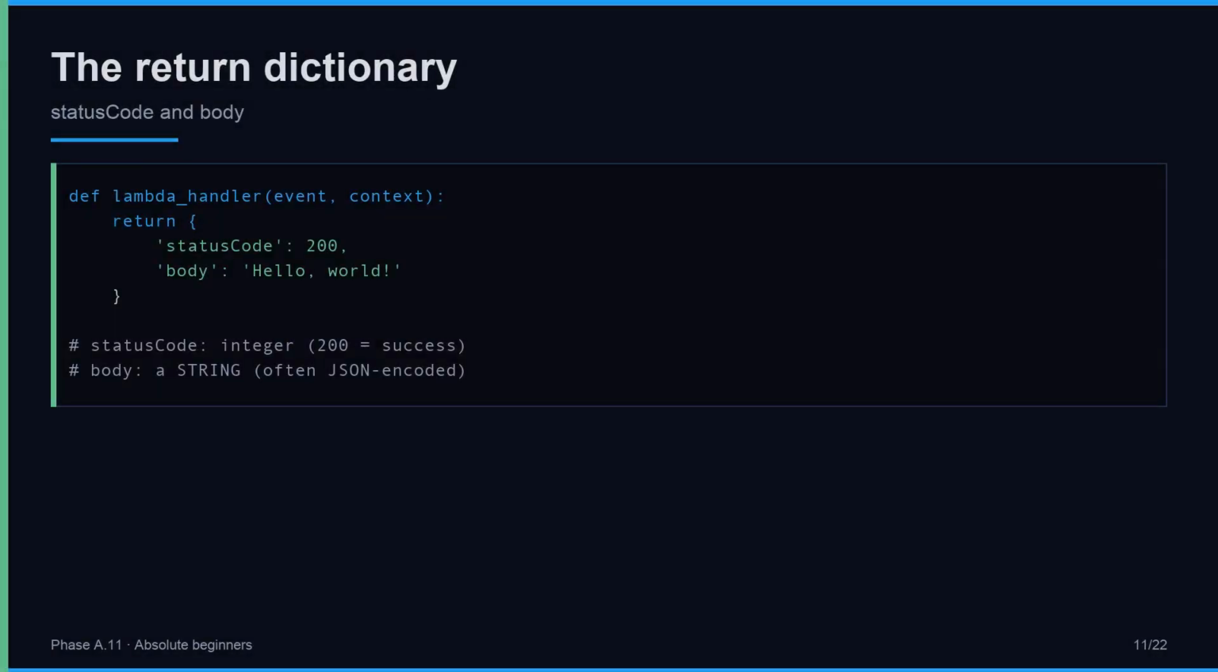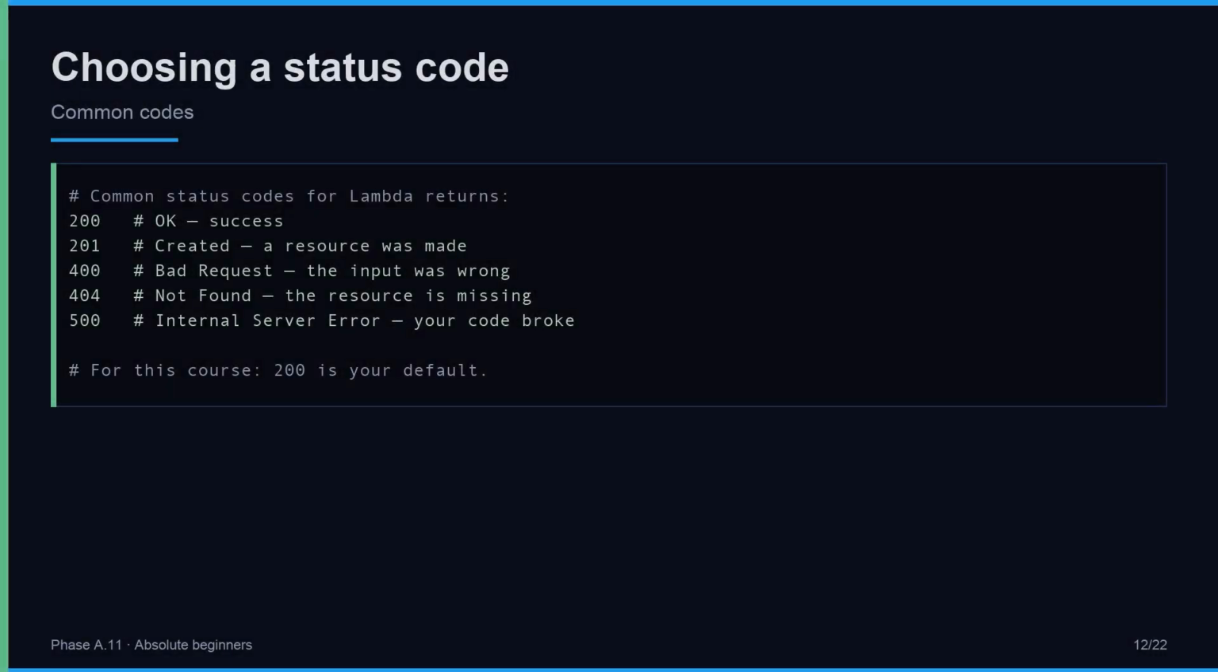The return value is a dictionary. For a web-triggered Lambda, you include two essential keys. Status code is an integer: 200 means success, 400 means a client error, 500 means a server error. These are the same HTTP status codes you learned about in the API lessons. Body is a string, and often that string is JSON, because the caller usually expects structured data. We build a JSON body in a moment. For now, notice that even a plain string body works. The two mandatory keys are status code and body.